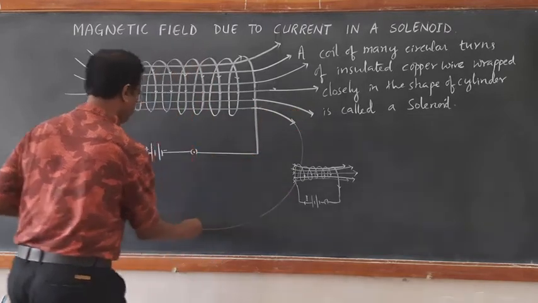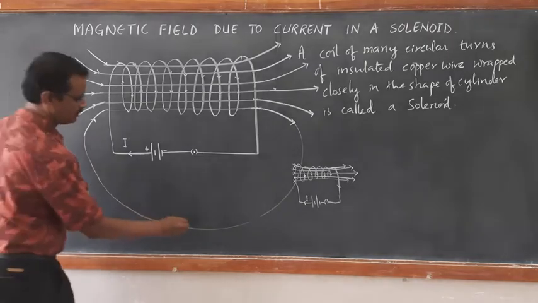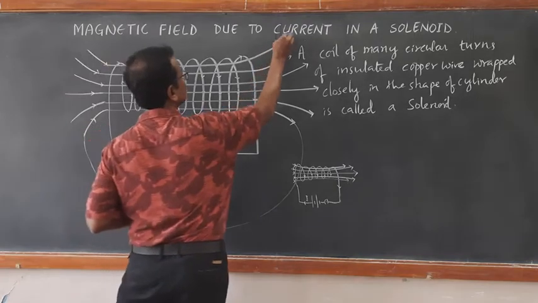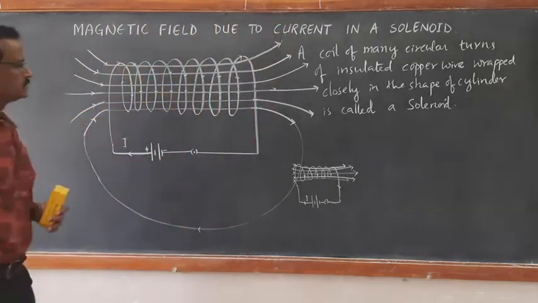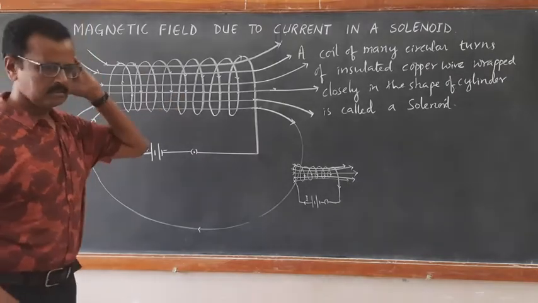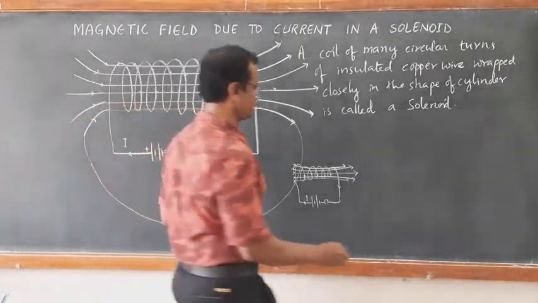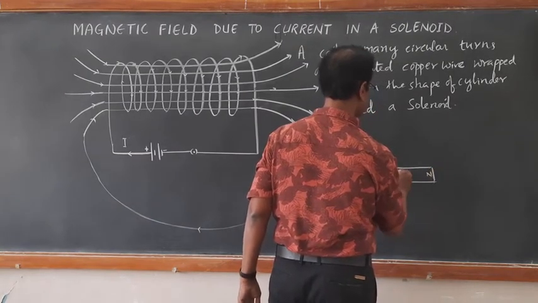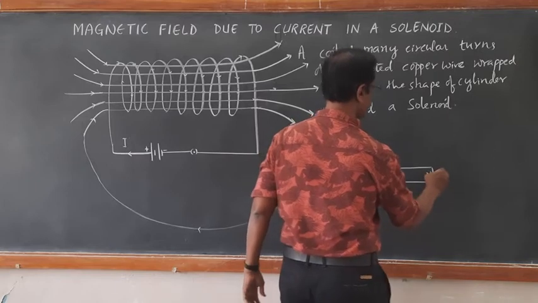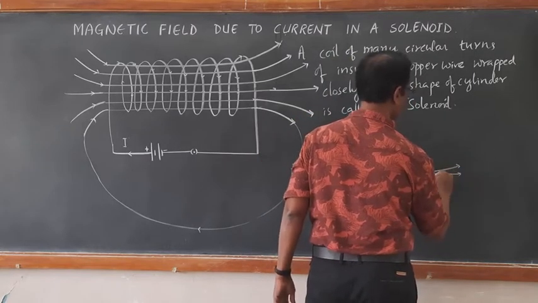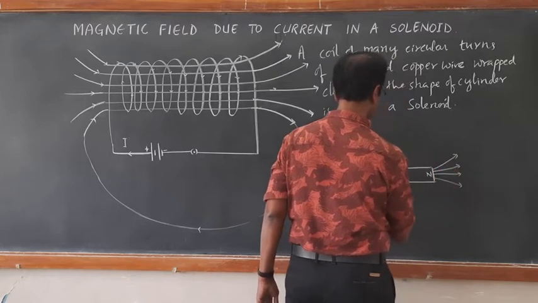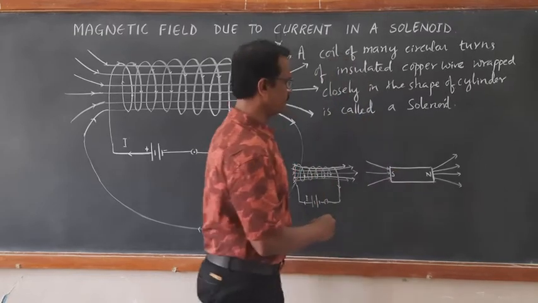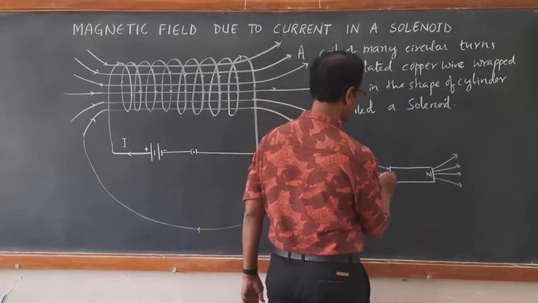So again they are going to form closed loops of large curvature, like this. If you compare these magnetic field lines with that of the bar magnet, this is what we learned as a bar magnet yesterday. This is the north pole and this is the south pole. The magnetic field lines emerge from the north pole and enter into the south pole.